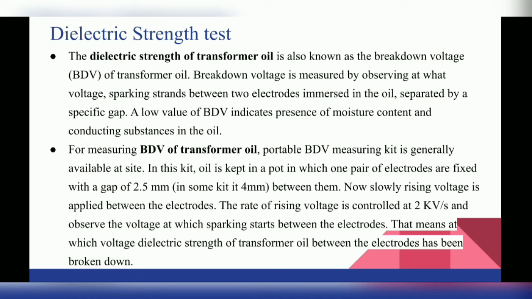Now a slowly rising voltage is applied between the electrodes. The rate of rising voltage is controlled at 2 kV per second, and we observe the voltage at which sparking starts between the electrodes. That means the voltage at which the dielectric strength of transformer oil between the electrodes has broken down.